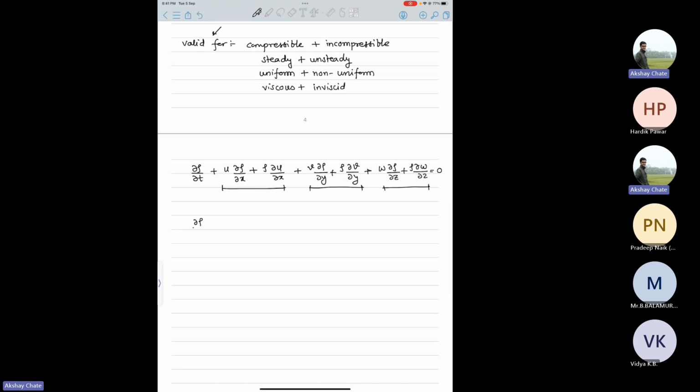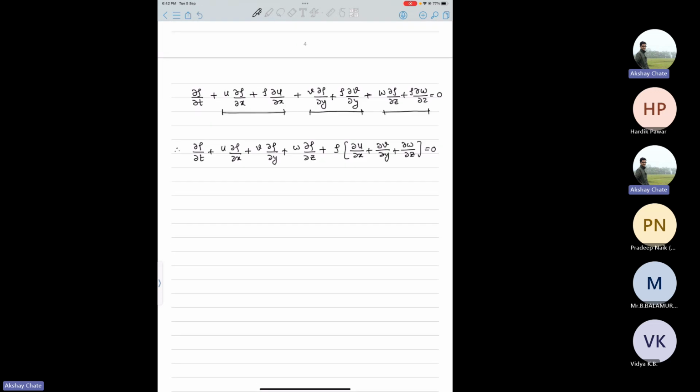This del rho by del t remains as it is, and then there are these terms u del rho by del x plus v del rho by del y plus w del rho by del z. And then you take the rho common out of the remaining three, then you get del u by del x, del v by del y, del w by del z. This is just rearranging of terms.